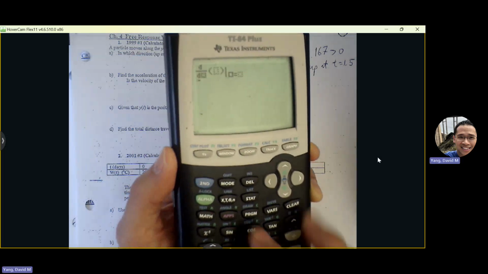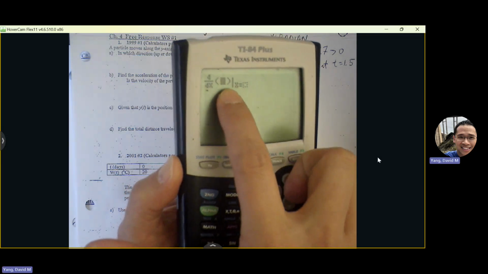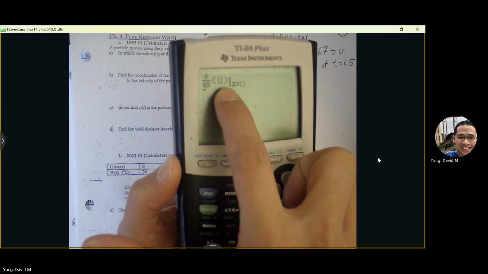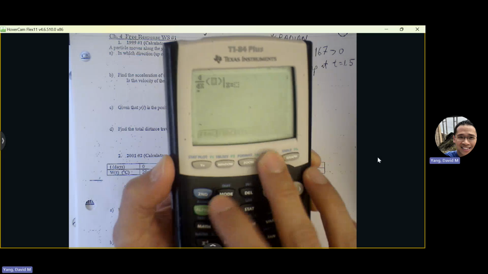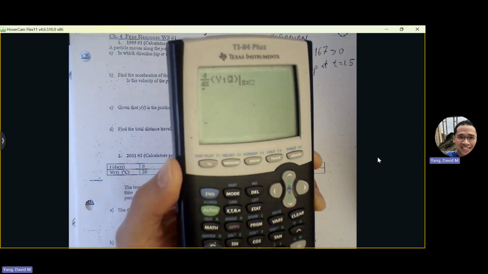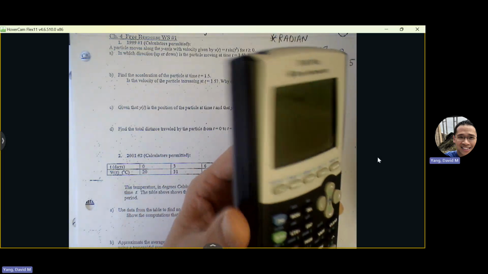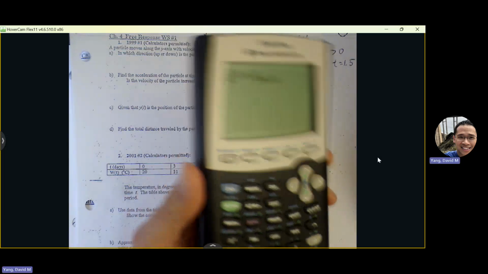So we're going to say d over dx. And you can type in that function, x sine x squared, or you can do alpha trace and just call that y1, which is holding that function. And then you can do x equals 1.5. So this is doing a couple things for us.